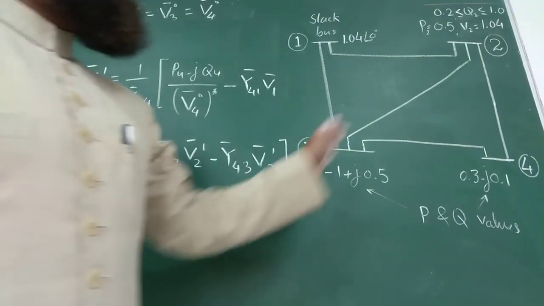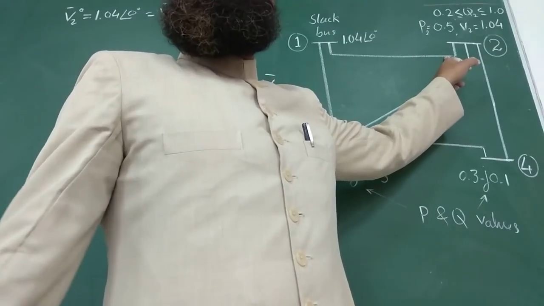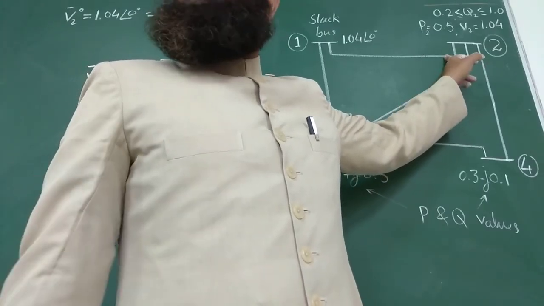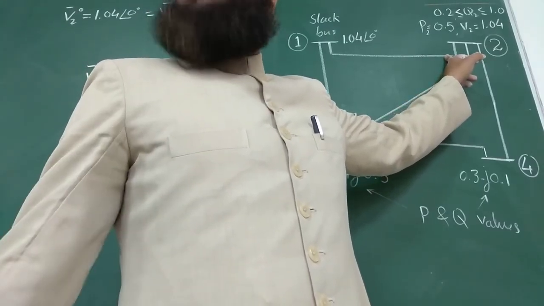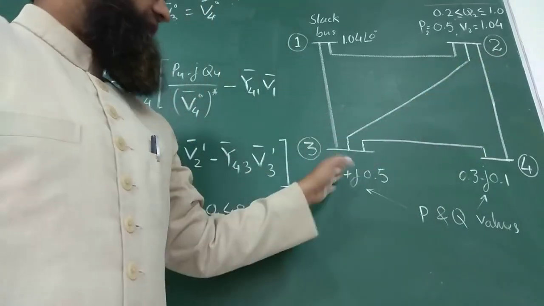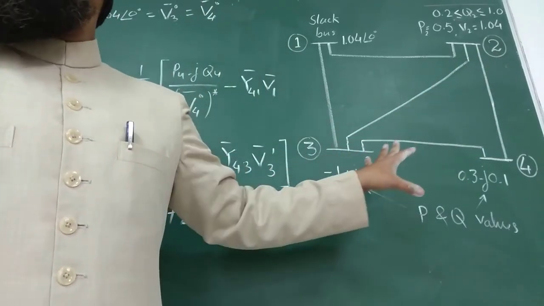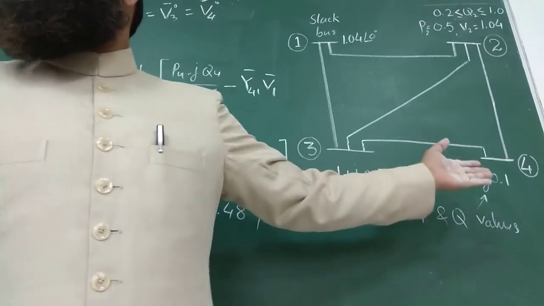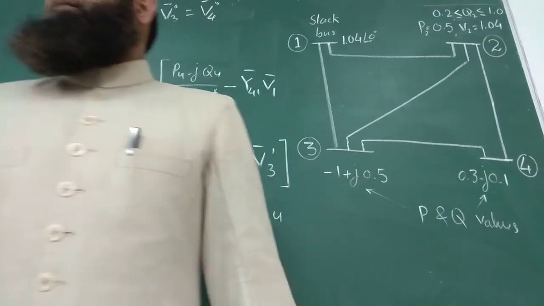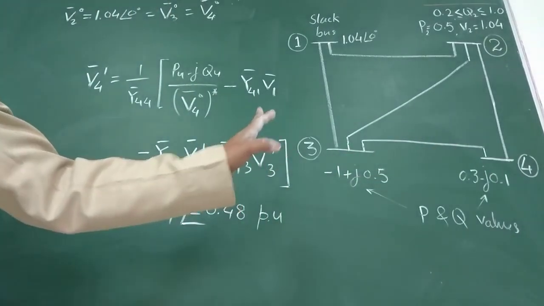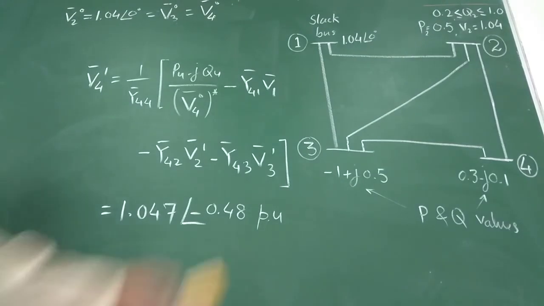So variables now will be for this bus, PV bus, Q and delta. So Q2 and delta 2 are required to be evaluated, and remaining two buses are as it is, that is PQ buses. So V3 phasor and V4 phasor are required to be evaluated. Got the problem? Okay.